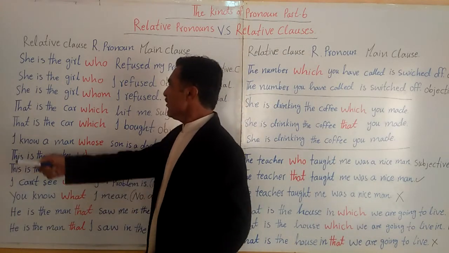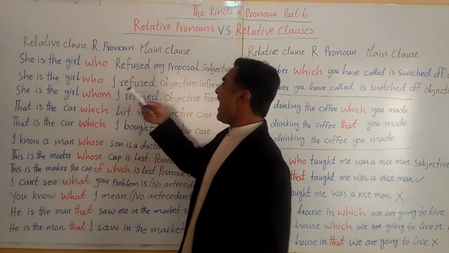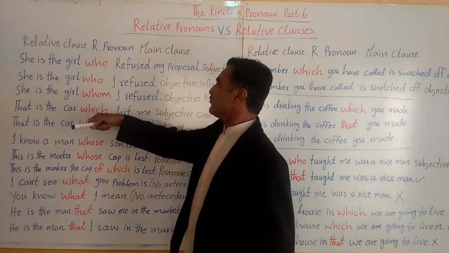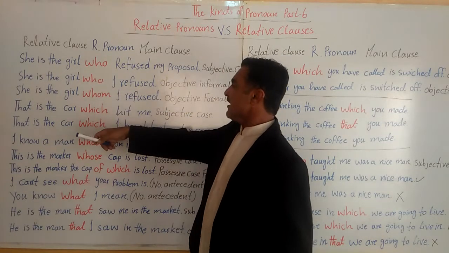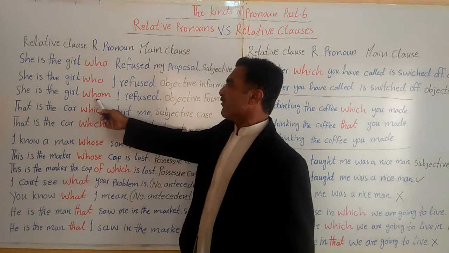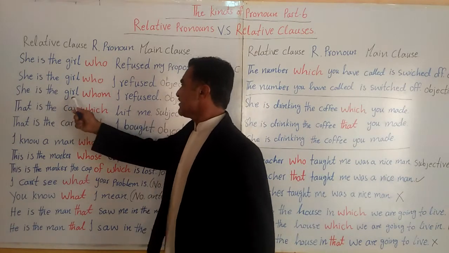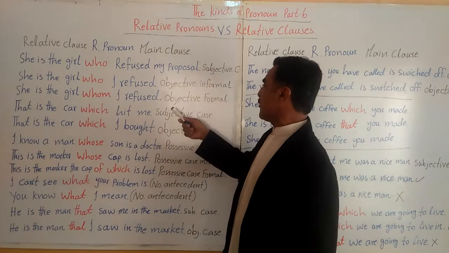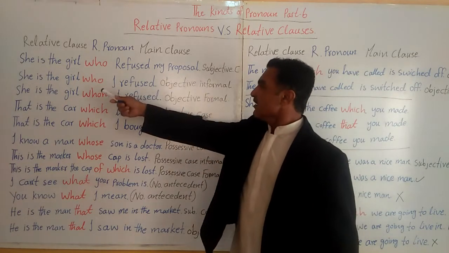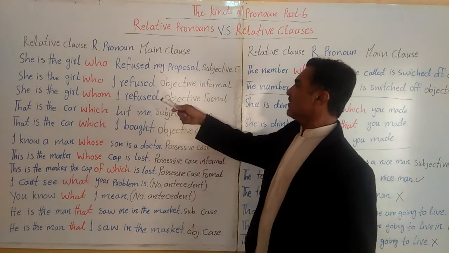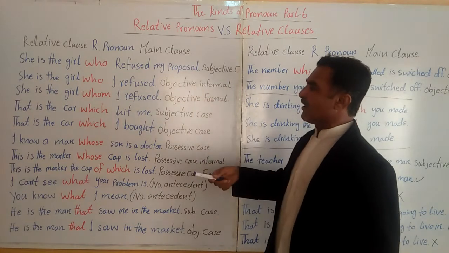She is the girl who I refused. Now here who is the objective case, here is the subjective case. But the original form of the relative pronoun for objective cases is this one, whom. She is the girl whom I refused. Objective case, formal. She is the girl who I refused, objective case but informal.